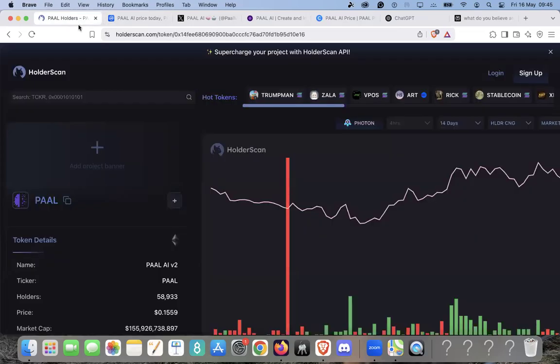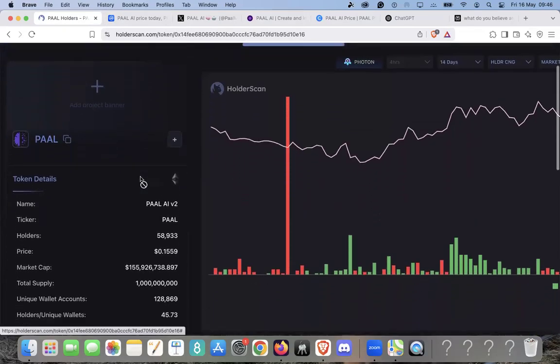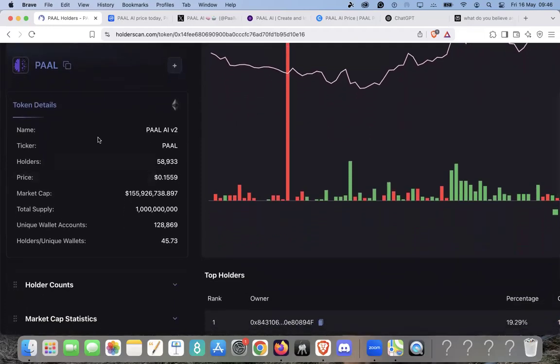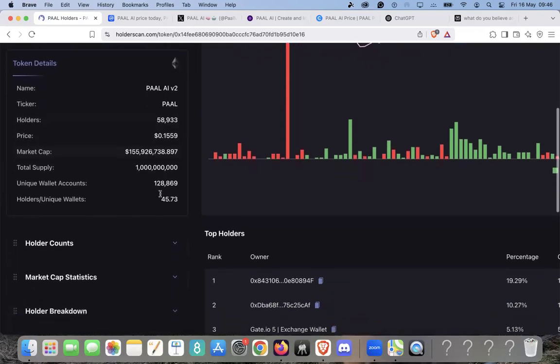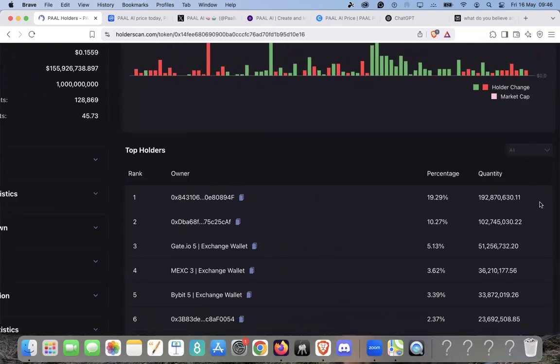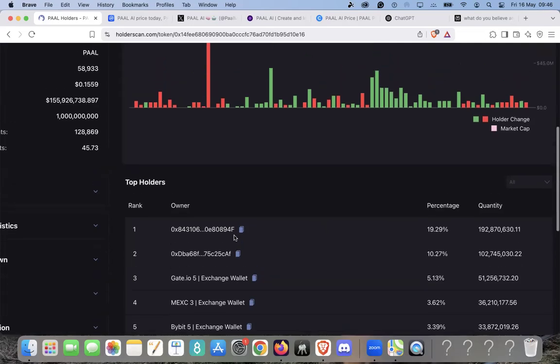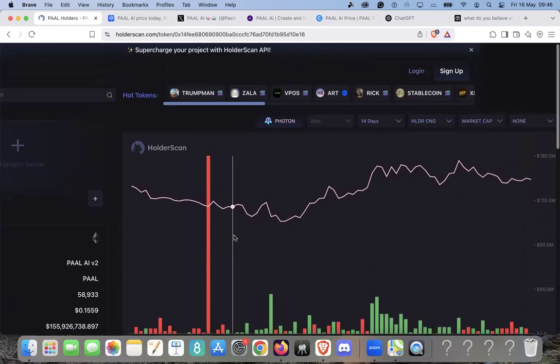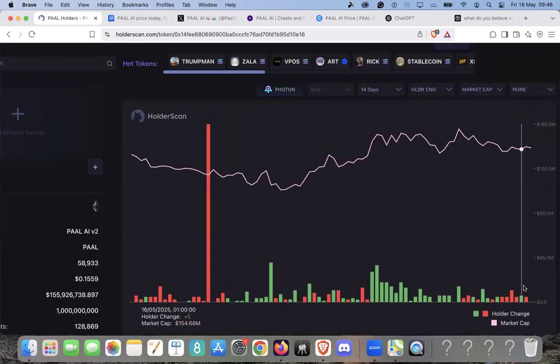Now we're going to go to this one, holder scan. And what this is going to show us is how many holders there are. Now, it tells us that there's almost 59,000 holders, which is a reasonable amount. But here's the downside. There's two wallets sitting on almost 30% of the supply. Now, that's not so good, which means that there is potential for dumpage down the line because it's likely they got in right at the beginning. So this is something we just need to be a little bit aware of. And we can see down here. So this is actually a good resource to check, and that's holder scan.